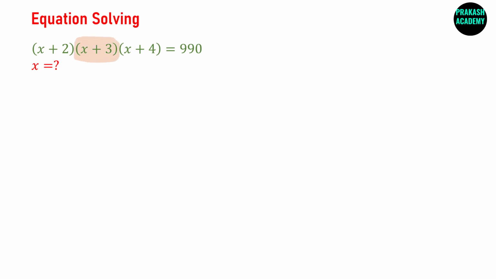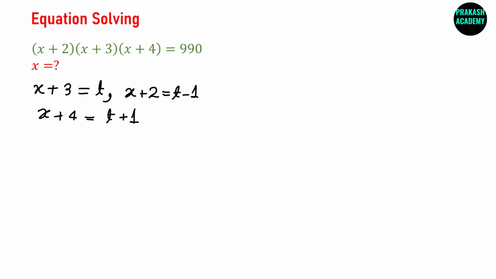So what I will do is make a substitution. Let us solve using substitution. I will substitute x plus 3 equals t. Then what will be x plus 2? In that case x plus 2 will be t minus 1. What will be x plus 4? This will be t plus 1. That is the advantage.